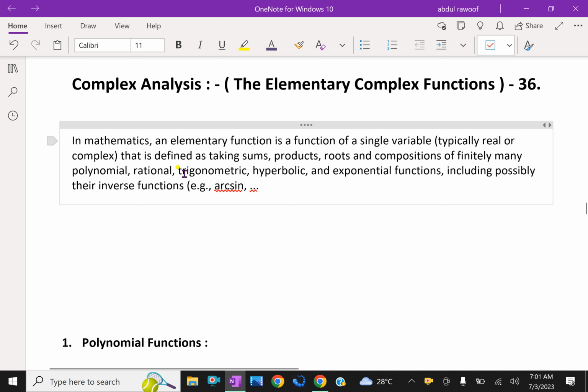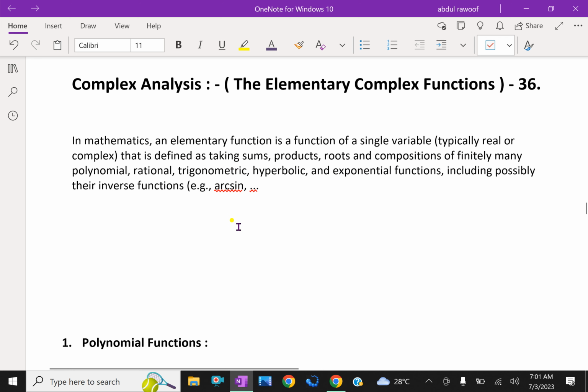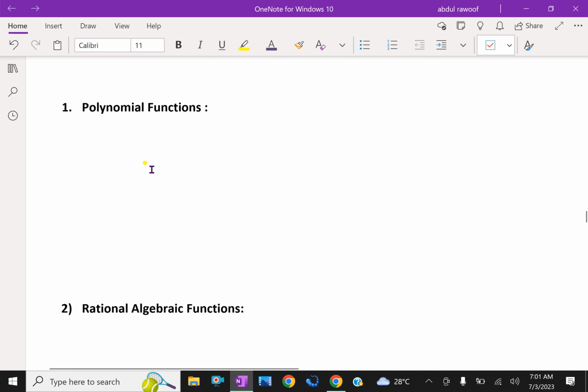In mathematics, an elementary function is a function of a single variable, typically real or complex, that is defined as taking sums, products, roots, and compositions of finitely many polynomial, rational, trigonometric, hyperbolic, and exponential functions, including possibly their inverse functions like arcsin or arccos, that is sin inverse x, tan inverse z, and a lot of functions together is called elementary complex functions. And that we'll discuss one by one shortly.